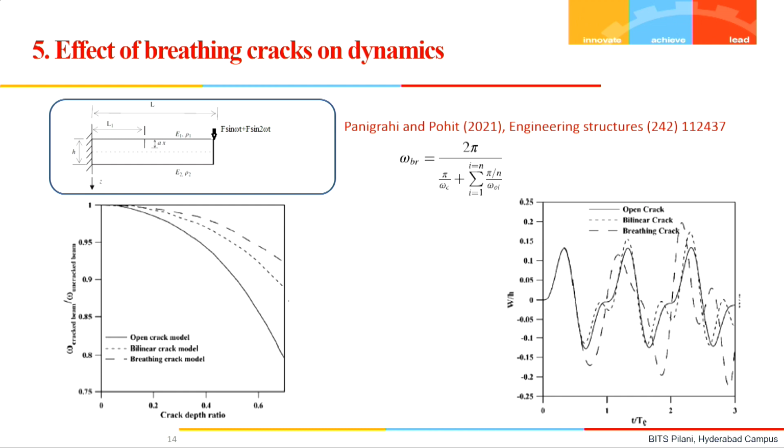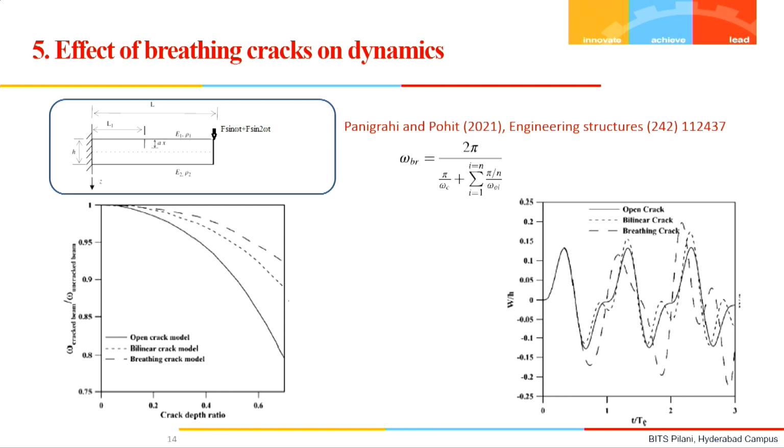Although it was just an average of that, the harmonic mean of that, the resonance was coming in the neighborhood of this, instead of in the neighborhood of any closed beam frequency or the completely open cracked beam frequency. This is the response showing with the crack depth how the frequency is changing for the open crack model, for the bilinear crack model, and for the breathing crack model.